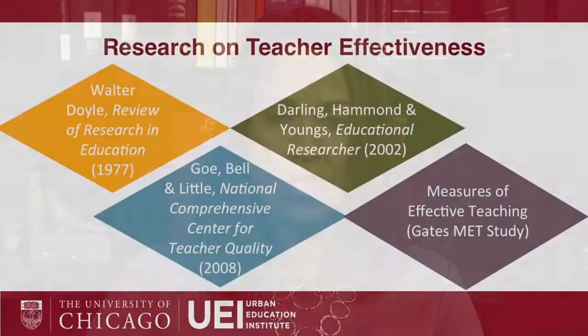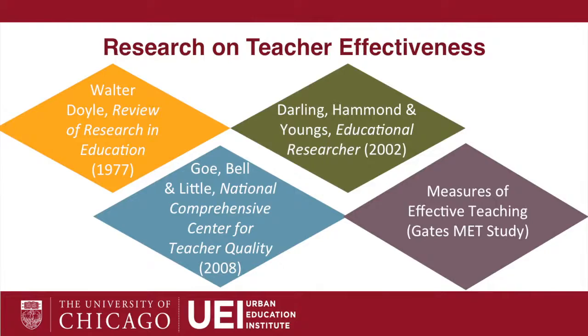The Measures of Effective Teaching project, or the Gates MET study, is something I'm going to spend more time summarizing and talking about. It's arguably the most comprehensive look at teacher evaluation in particular, about the indicators and tools used for measuring effective teaching. I just highlight it now as an important body of research, but I'll talk about it in more detail. So to close out this historical section, the question is, why revitalize teacher evaluation?